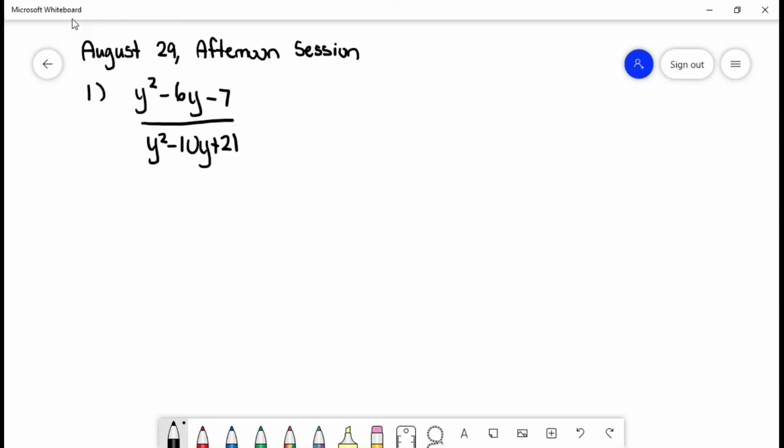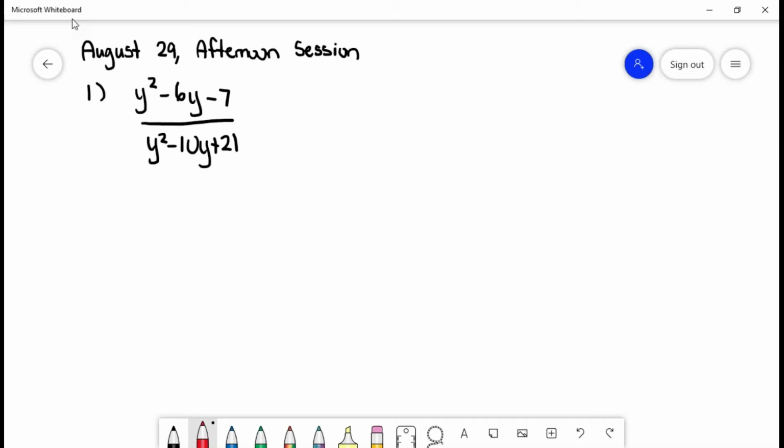So essentially what we're going to do is simplify this down further so we can get to canceling out common terms in both the numerator and denominator. In order to do this, first we have to factor these polynomials. And to factor, we have to think of two numbers.